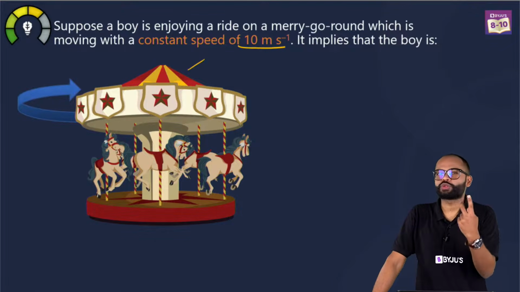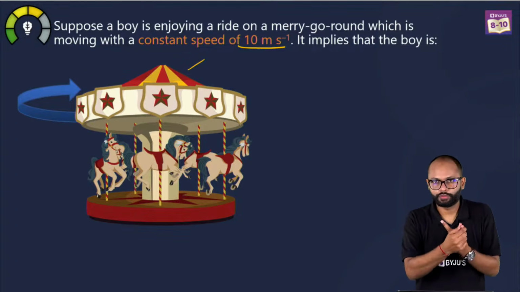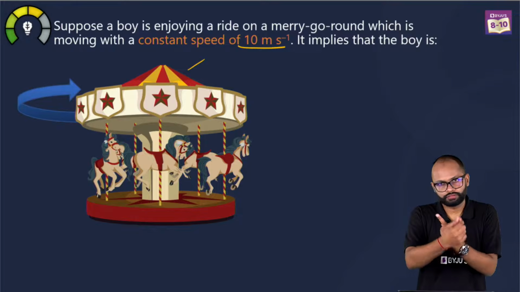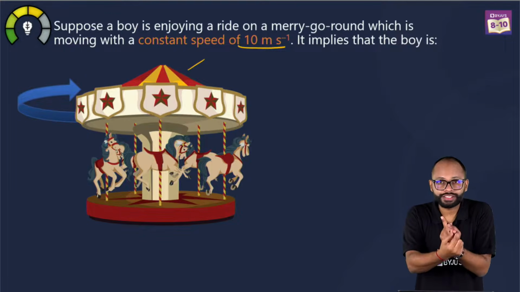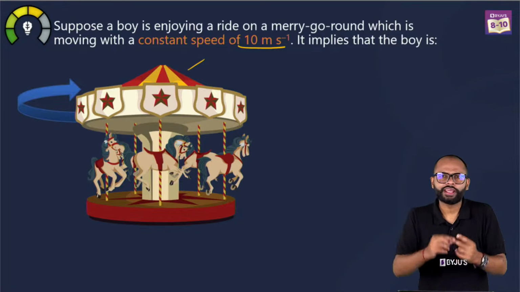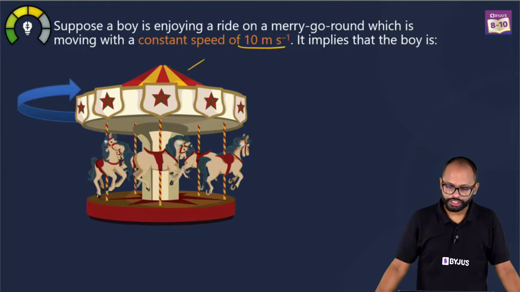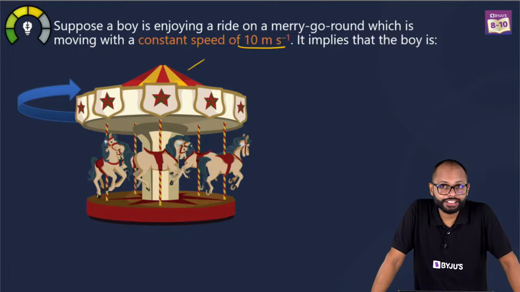Because velocity has two important concepts. Magnitude, which is constant. Why? It is 10 meter per second. Constant speed means velocity's magnitude is constant. Is the direction constant? It is not. Why? It is going in circles. Direction is changing continuously, right?